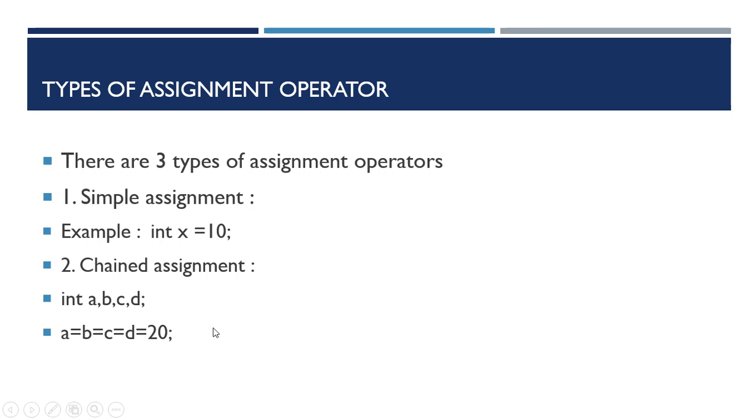See, here we are assigning the value 20 to D first, and as we know, it works from right to left. So how is it actually working? We assign the value 20 to D. Now the value of D is sent to C, now the value of C is sent to B, and the value of B is finally sent to A. In this way our compiler assigns the value to these variables.